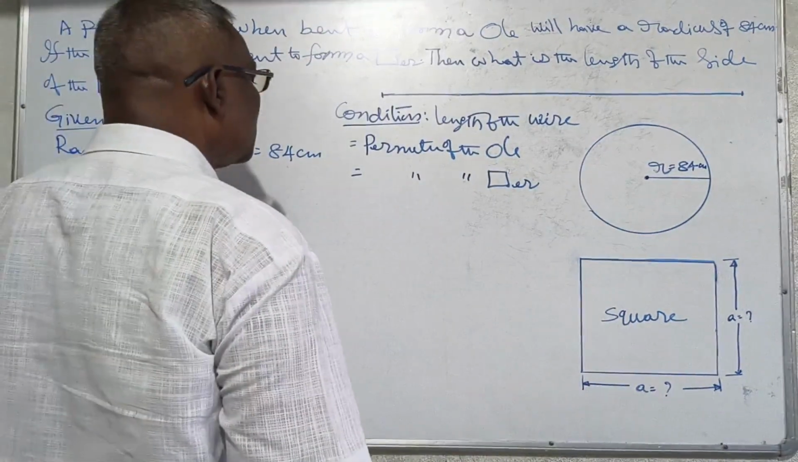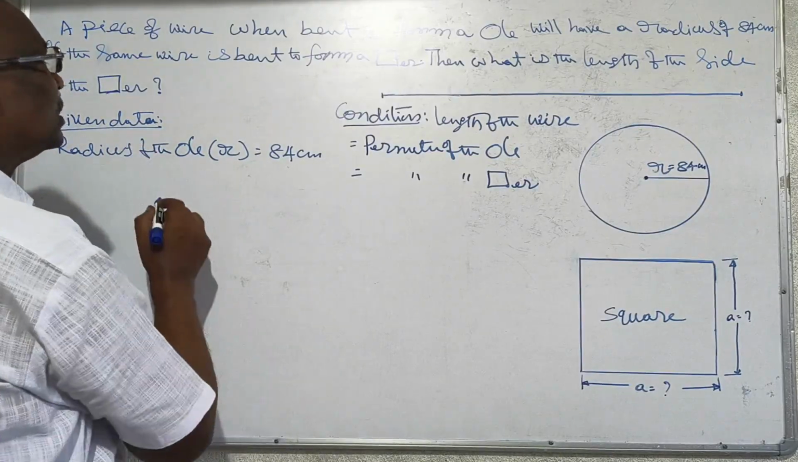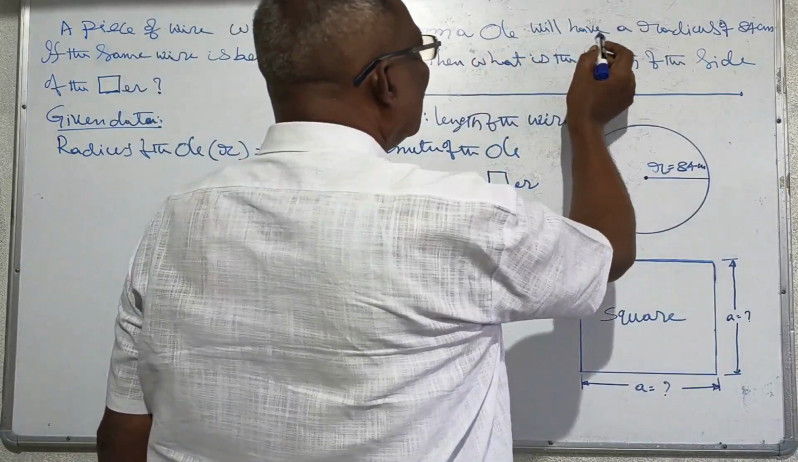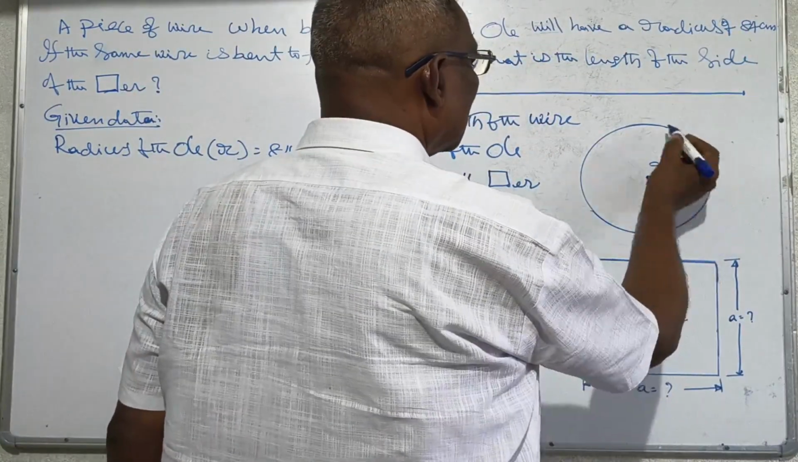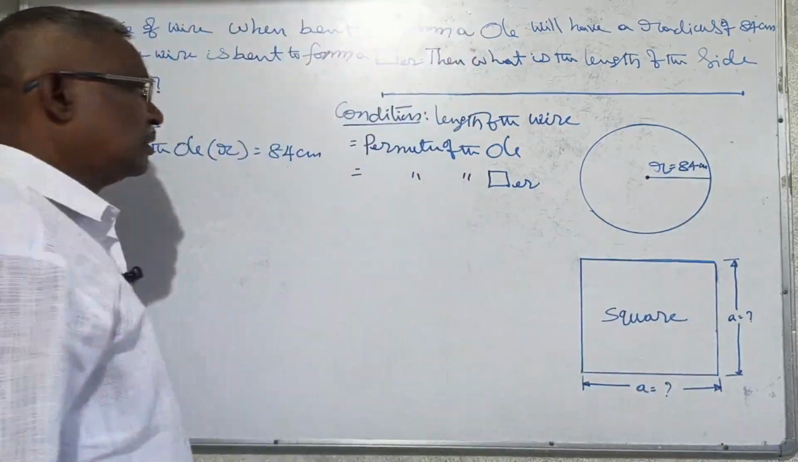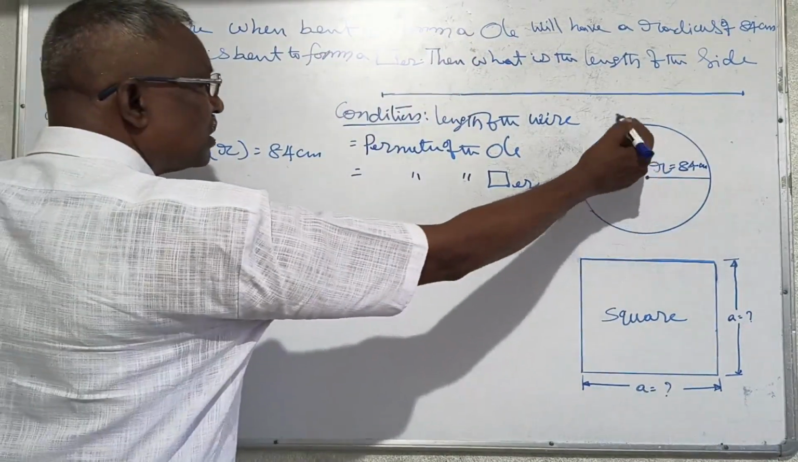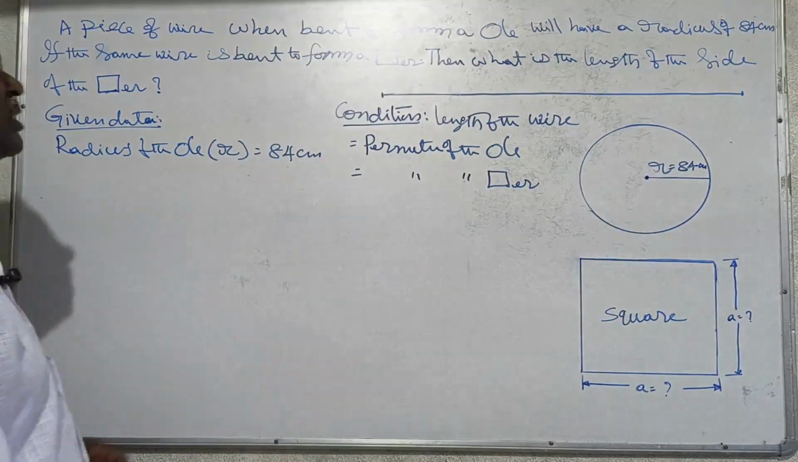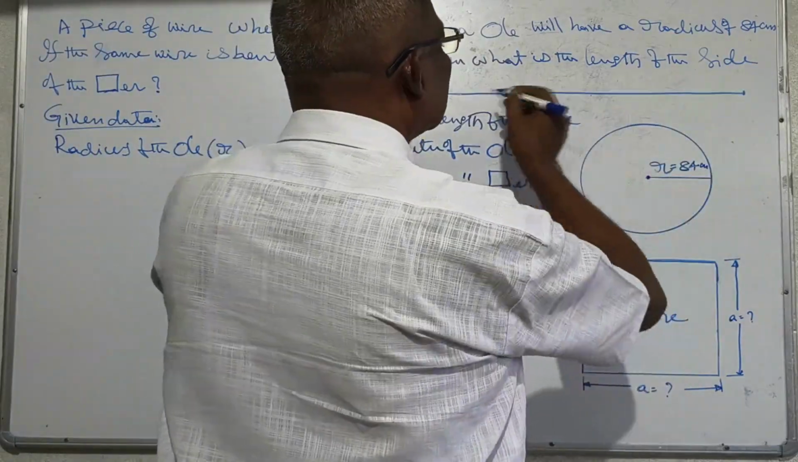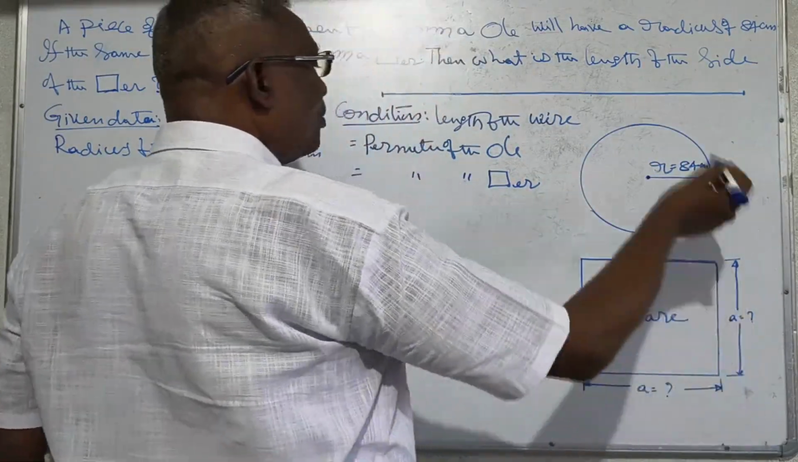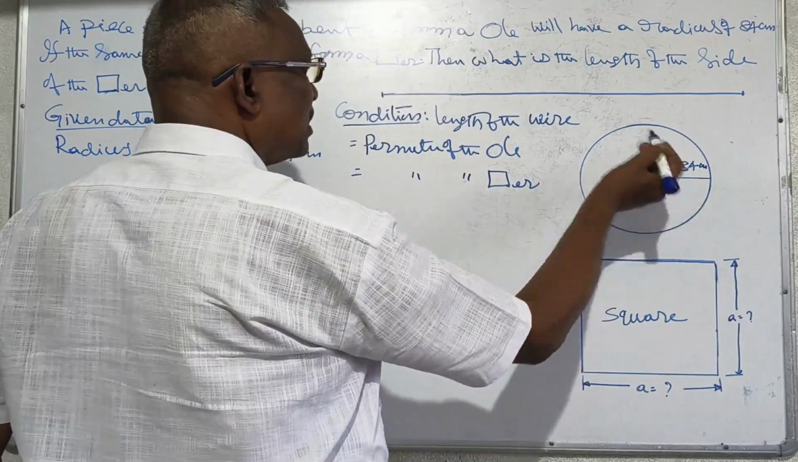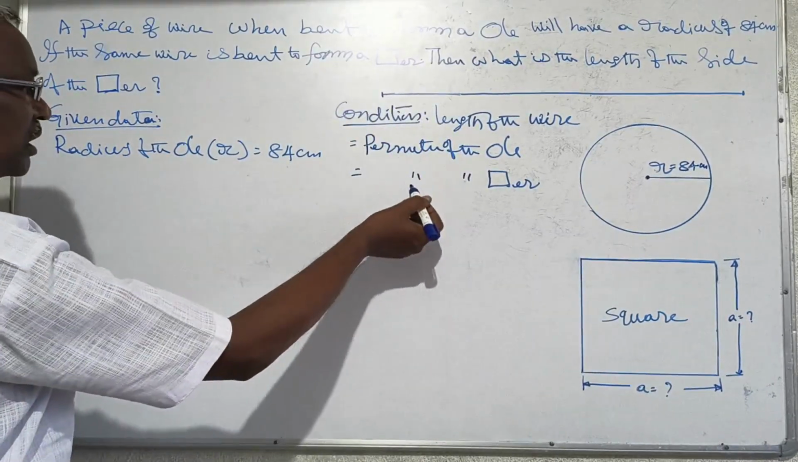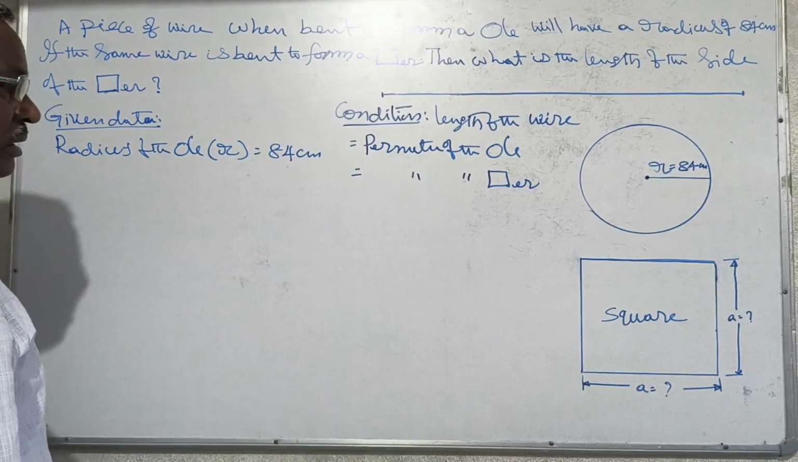Now, he has given one piece of information: a piece of wire when bent to a form of circle will have a radius of 84 centimeter. Circle radius is given, 84 centimeter. That is the given data. So, the circumference of the circle, that is the perimeter of the circle, is equal to... actually how much length of wire it is bent, he has not given. So, after forming a circle, it has the radius of 84 centimeter. So, the circumference of the circle is equal to the length of the wire. That is the same as the perimeter of the square.